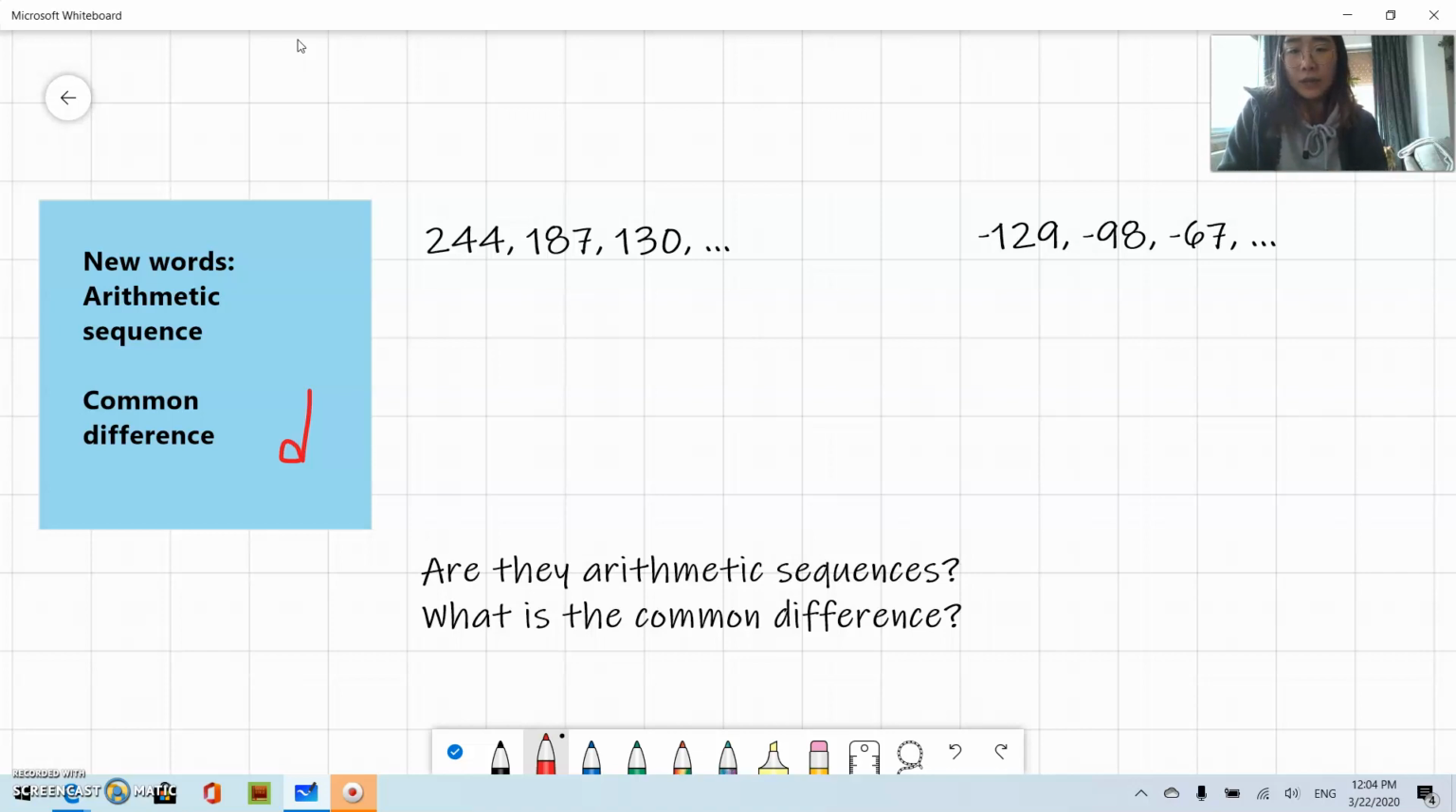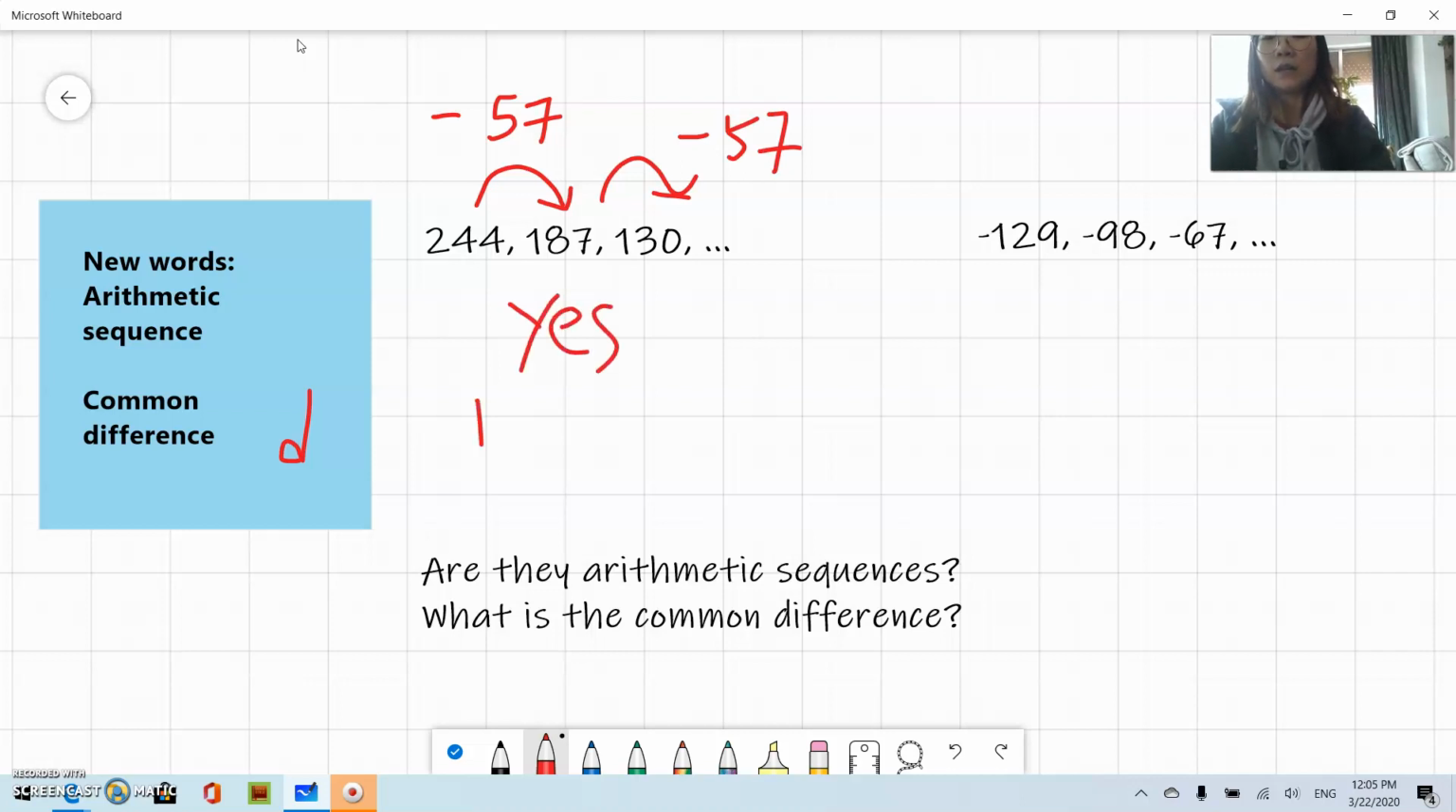So let's look at the first example. How do we know if it's arithmetic? We have to find the difference between two terms and see if that difference is constant, okay? Because if the difference is not constant, then it's not an arithmetic sequence. So how do you find the difference? We do 187 minus 244. So basically, I subtracted 57. And let's see if I subtract 57 from 187, I get the next number, which is 130. And it is true. So yes, this is an arithmetic sequence, and the common difference, D, is negative 57.